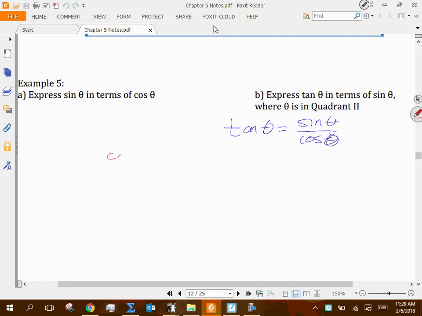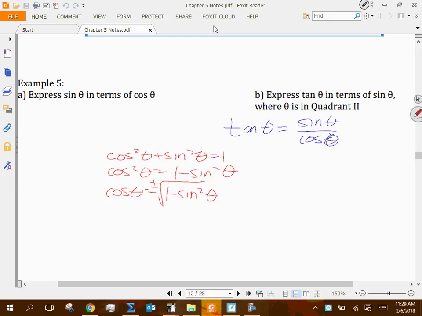So then I'm going to go to the side and say, okay, well, I know this. I know that relationship exists. Can I solve that for cosine? I do this: cosine squared theta is equal to 1 minus sine squared theta. And then cosine theta is equal to plus or minus the square root of 1 minus sine squared theta. Do we know that that's true?